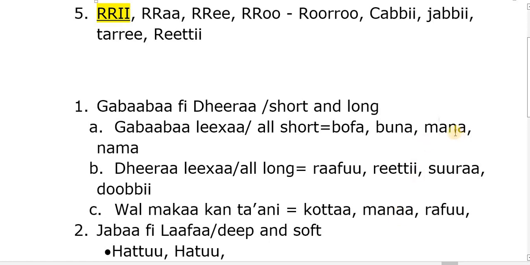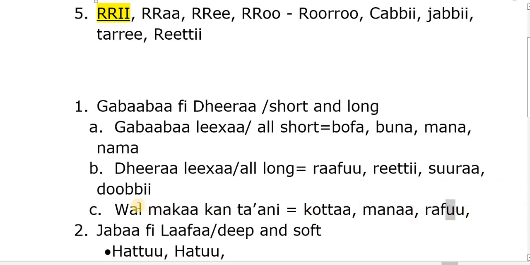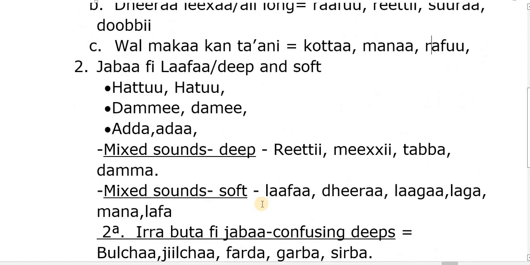Mana. It's the same word. It means house, but the way we say it could be different from context to context. Mana is just like referring to the house. Mana is like mana bay, come out of the house. Rafu, rafu. So this is short and long. So these are mixed, both are soft sounds. One thing I'm gonna tell you on the next step.